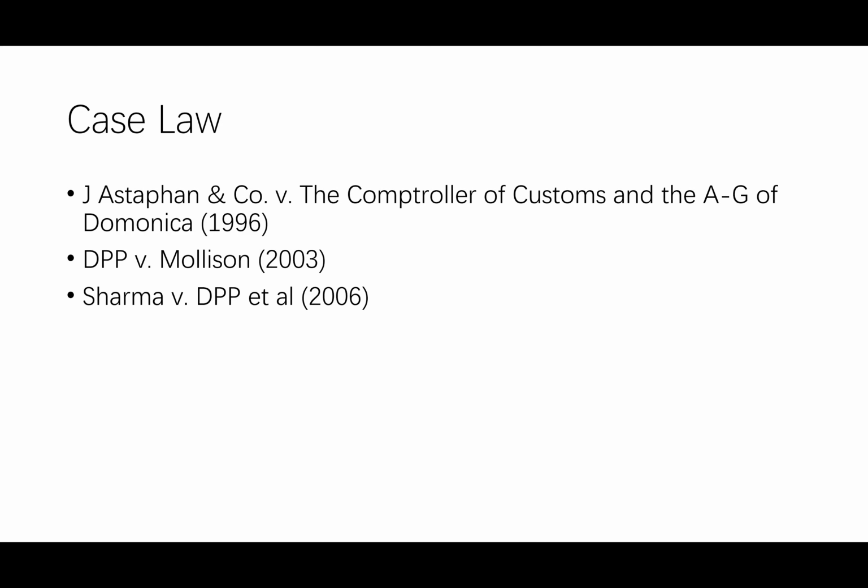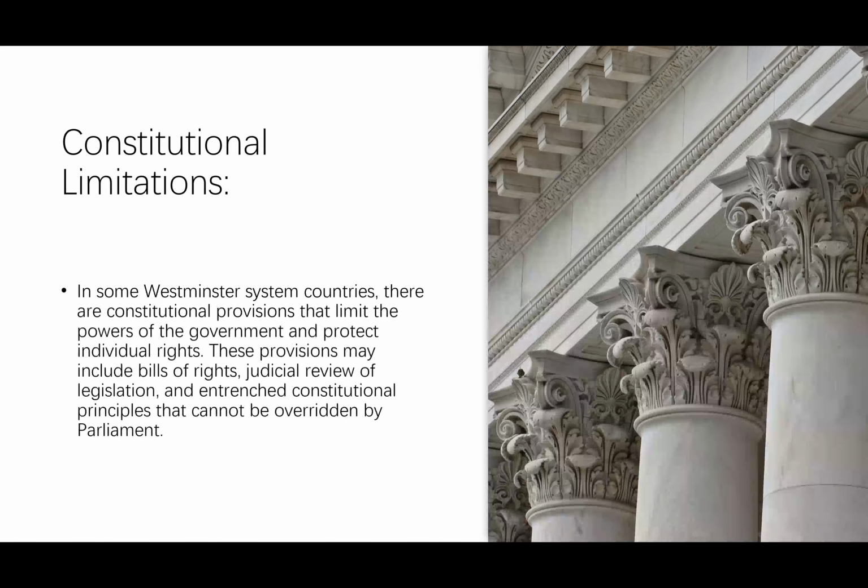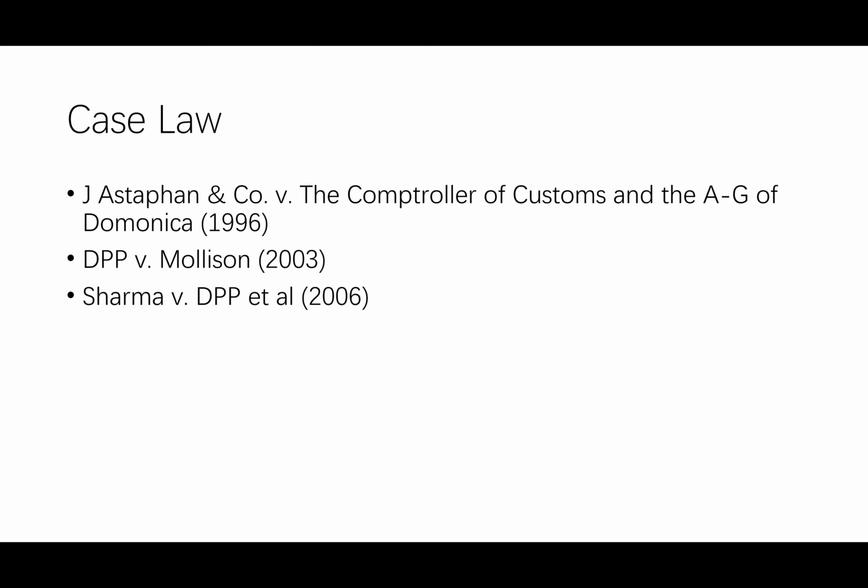Okay, so let's look at these limitations. So we're looking at constitutional limitations specifically. What's happening here, looking at the need for cooperation. So let's look at this. So we have different cases here where we see instances of the executive having been given a legislative function that was declared unconstitutional. Here we have J. Astaphan and Company v. the Comptroller of Customs and the Attorney General of Dominica.